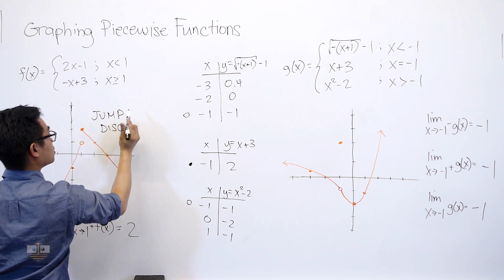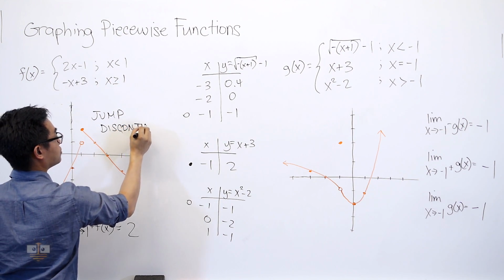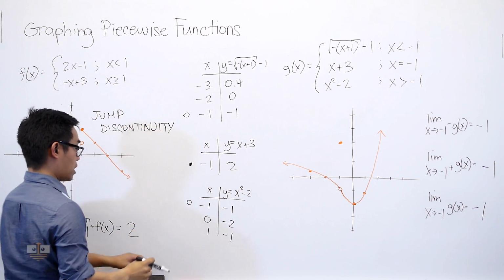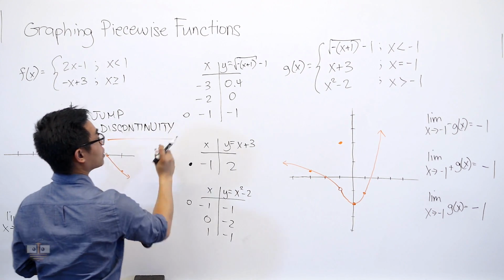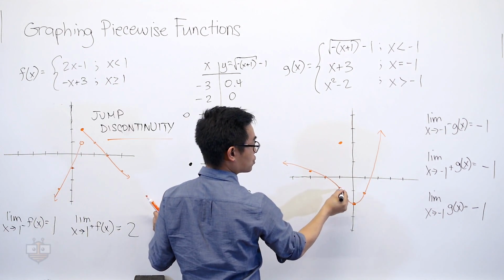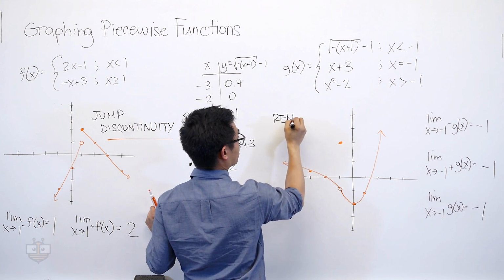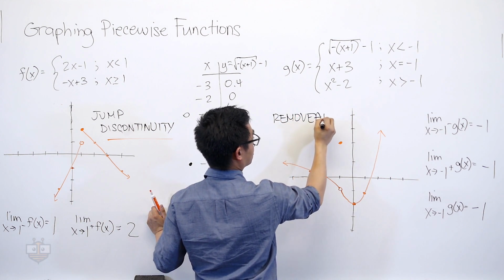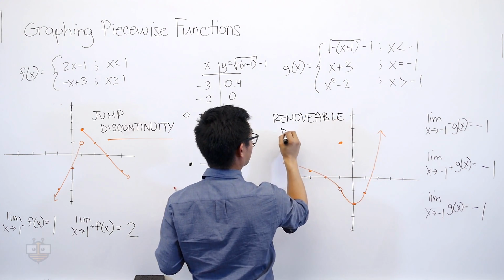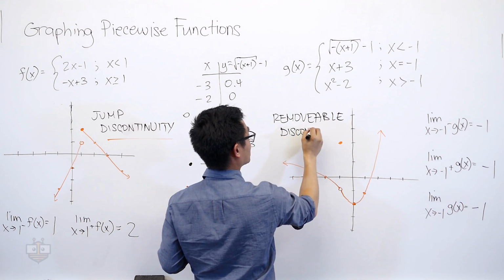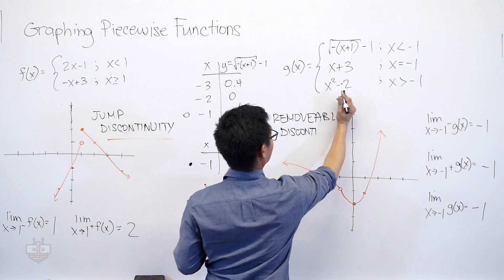I can't spell continuity. And then for this one over here, because there's a hole in the graph, it's called a removable or hole discontinuity. I'm worried that I spelled removable wrong. I think I did.